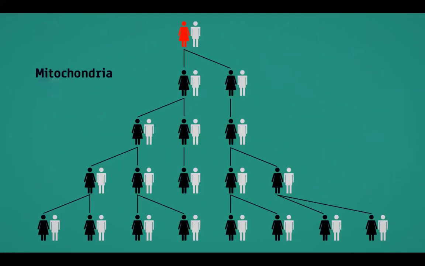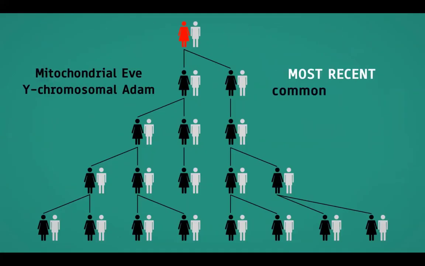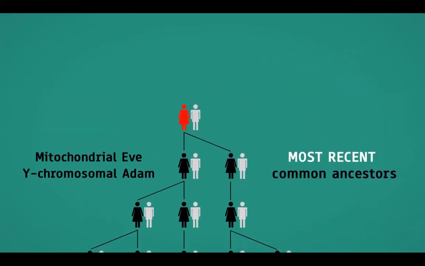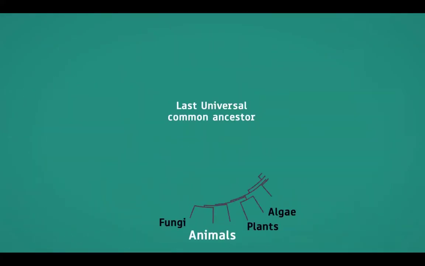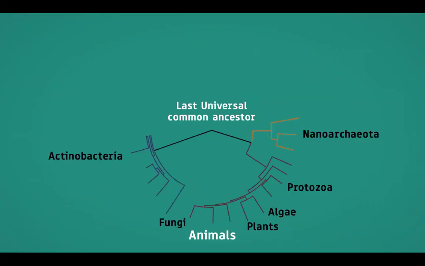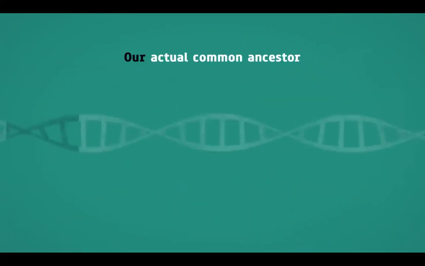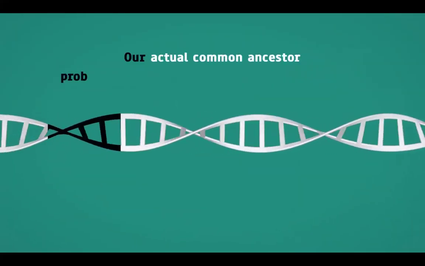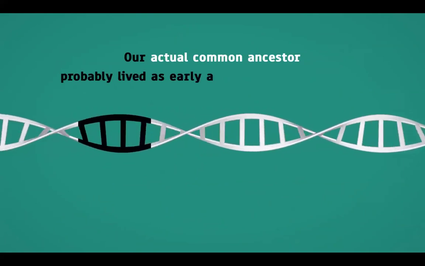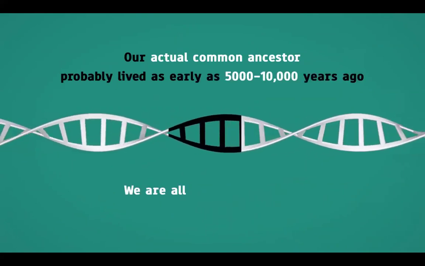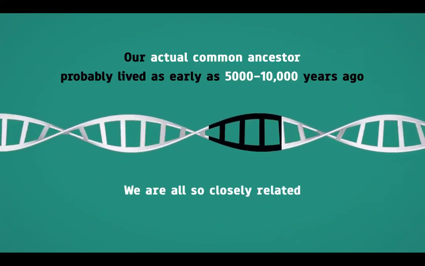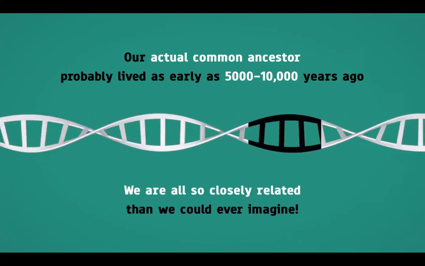Also, Mitochondrial Eve and Y chromosomal Adam were only the most recent common ancestors. Going back in time, we can even find common ancestors of species all the way back to the first single-celled organisms. What's more, our actual common ancestor following both mother's and father's side probably lived as early as 5,000 to 10,000 years ago. All this shows that we are so closely related, more so than we could ever imagine.